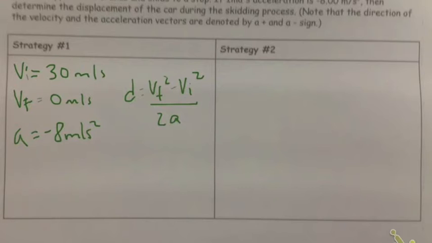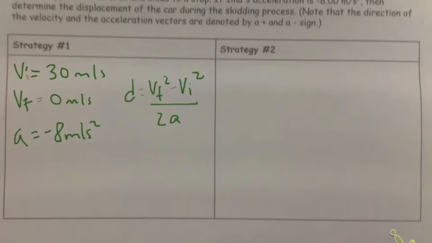Okay everybody, so what I've done for you here is I've pulled out all the information that's going to be inside of our guided practice onto the side of strategy 1 listed here. So we know that we have an initial velocity of 30 meters per second and a final velocity of 0 meters per second, with a negative acceleration of 8 meters per second squared.